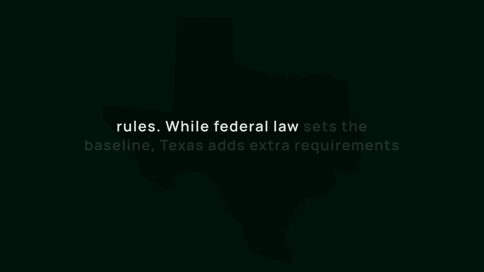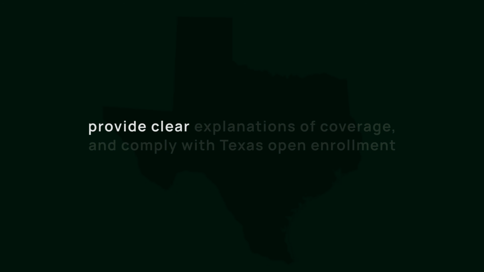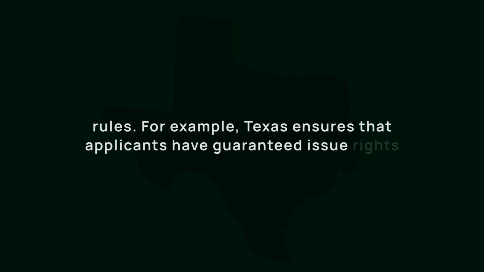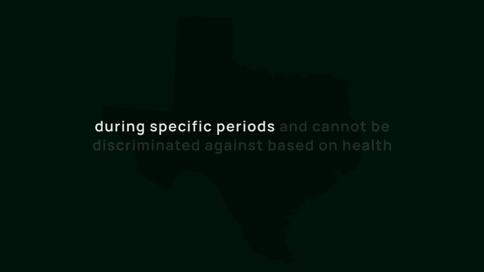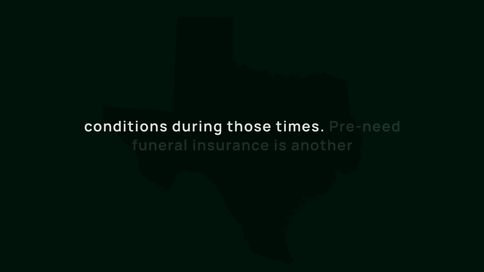While federal law sets the baseline, Texas adds extra requirements for coverage and disclosure. Policies must meet certain benefit standards, provide clear explanations of coverage, and comply with Texas open enrollment rules. For example, Texas ensures that applicants have guaranteed issue rights during specific periods and cannot be discriminated against based on health conditions during those times.